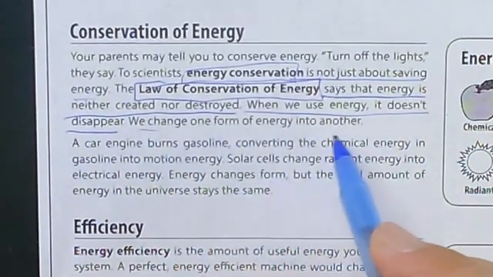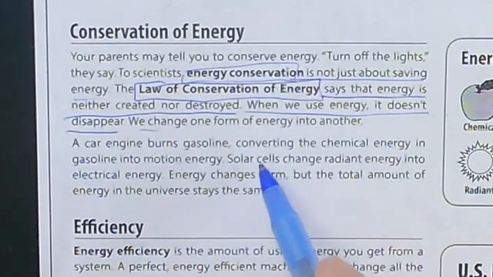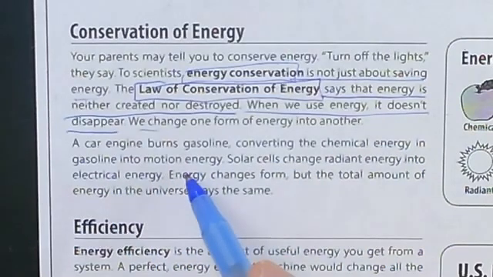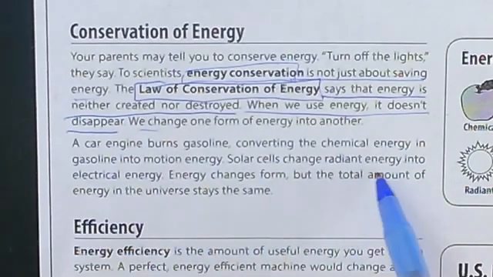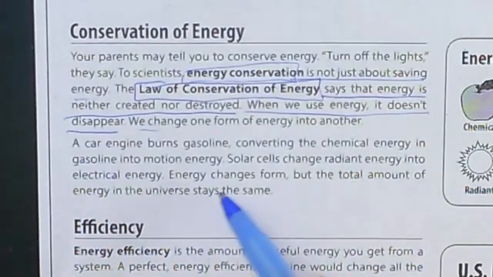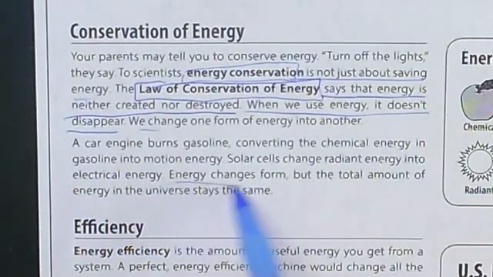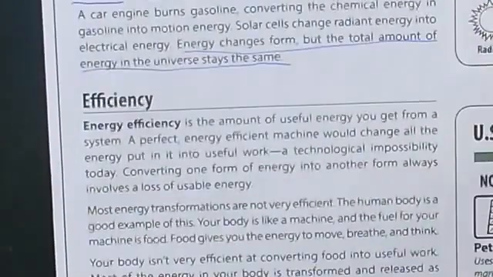When we use energy, it doesn't disappear. We can change one form of energy into another. A car engine burns gasoline, converting the chemical energy in gasoline into motion energy. Solar cells change radiant energy, or light energy, into electrical energy. Energy changes form, but the total amount of energy in the universe stays the same.